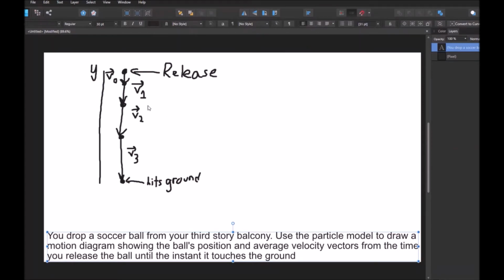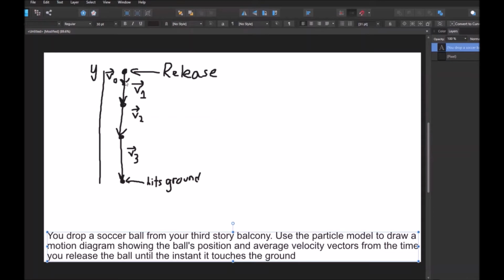So you can see that I've condensed the soccer ball into just a point, a dot, hence the name particle model. And I've got this y-axis here indicating that it's falling vertically rather than horizontally. I've labeled this point here as the point of release, and this point here as the point of impact with the ball hitting the ground.